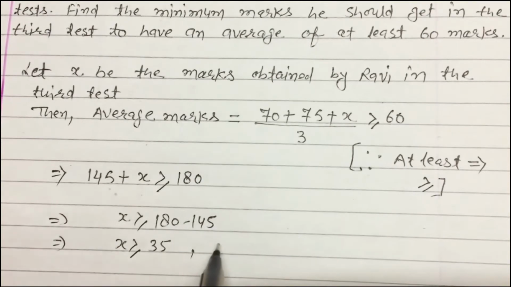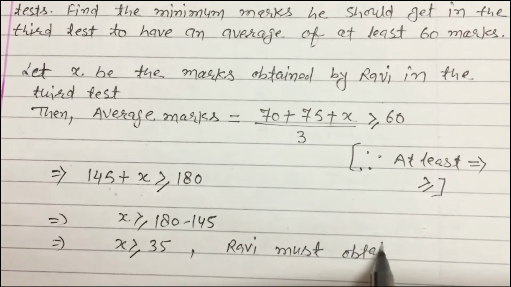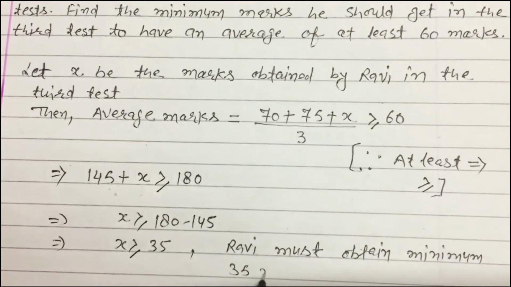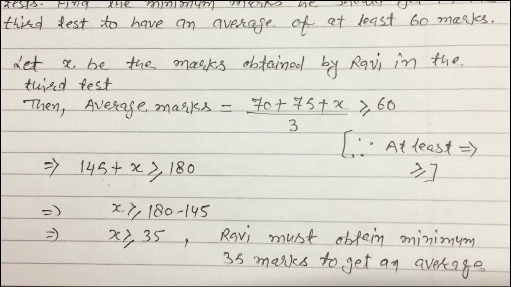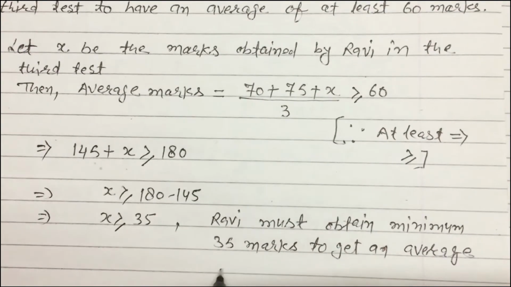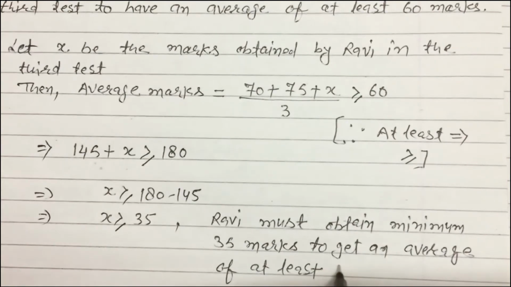At the last, write: Ravi must obtain a minimum of 35 marks to get an average of at least 60 marks.